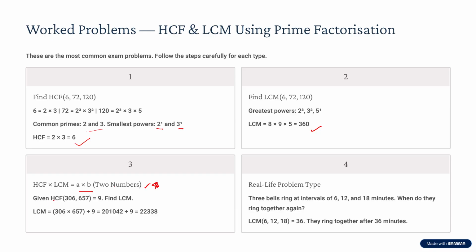And the next one, one more example. HCF is given, the numbers 306 and 657, HCF equals 9, and find LCM. So what you have to do?